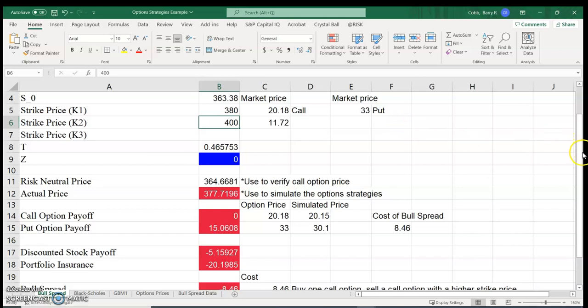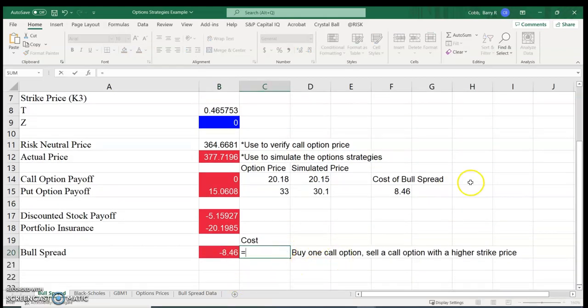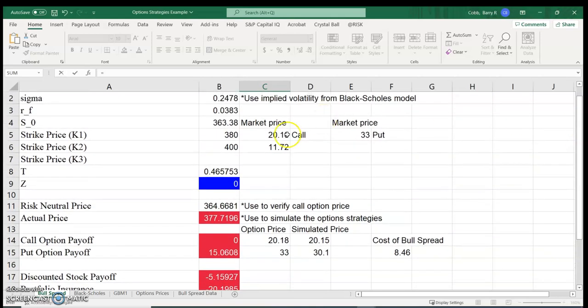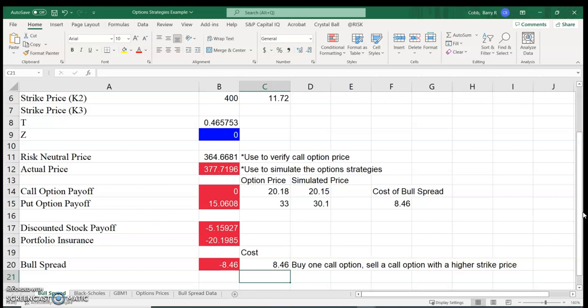So the cost of that strategy is equal to the market price of the option that we purchased minus the market price of the option that we sold. And when we simulated that strategy, we found that the most the investor could lose was simply the cost of developing that strategy.